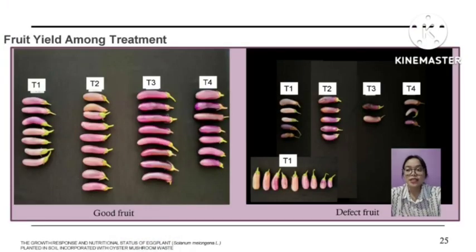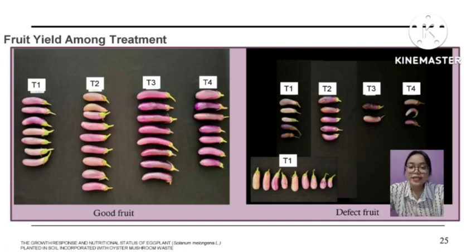Alright, next, as you can see from the figure, the difference in fruit characteristics between treatments. T3 has better quality fruits with good fruit characteristics, where the fruit is larger and longer, the color is darker, and the size is bigger compared to the other treatments. While in T1, the color is a little pale purple, and the fruit is shorter and smaller. The picture on the right side shows the defective fruit. From the figure, there are many defective fruits in T1, where most of the fruits have purple color with white stripes, and the fruit tends to defect at a very early age.